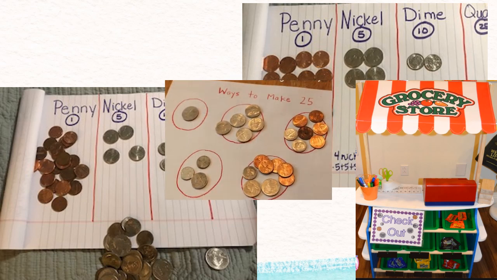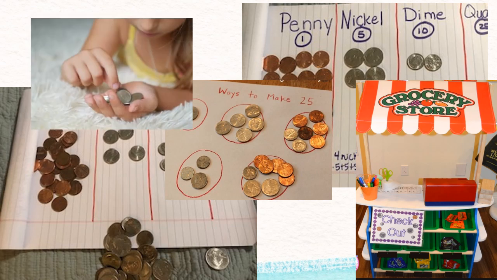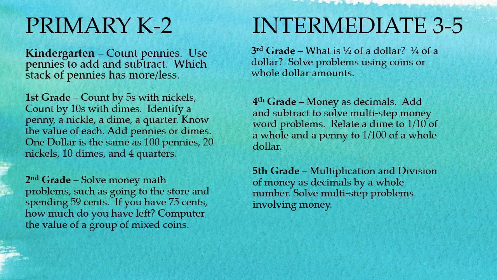This is multiple ways to make 25 using coins. And just counting money in general helps with your counting skills as well as your money skills. Once again, we have primary K through 2 and intermediate 3 through 5 activities for your students. Go ahead and take your picture of this. I have also broken these up into grade levels K, 1 and 2, 3, 4, and 5.